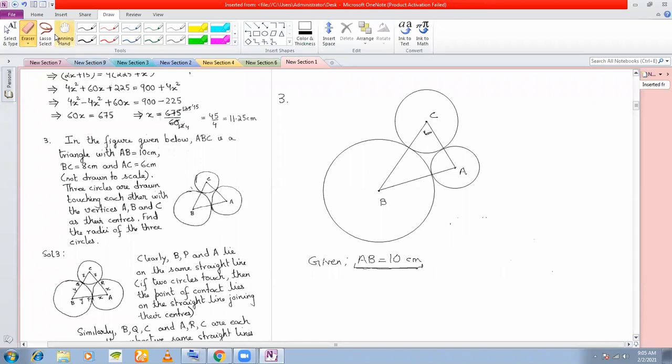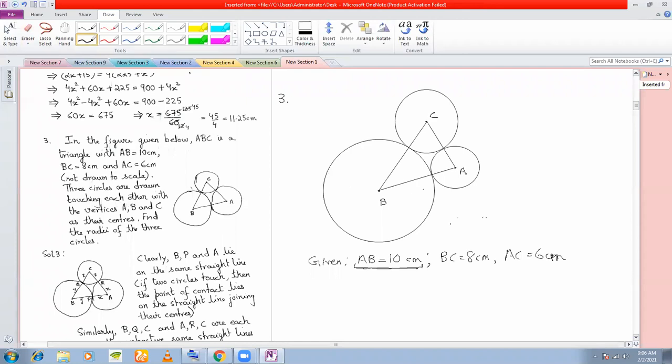Anyway, three sides are given to you. Let us write it. AB is 10, BC is 8 centimeters and AC is 6 centimeters. We'll not make use of the fact that it is a right angle triangle. The question here is: the circles touch each other, centers are given, and this triangle is given to you, whose vertices are the centers of the circles. You need to find out the radius of the circle.